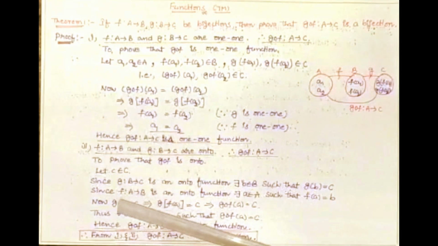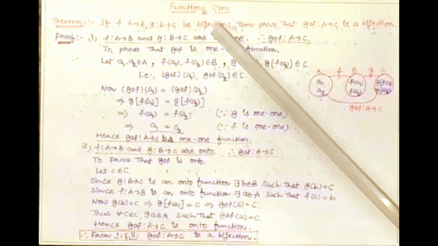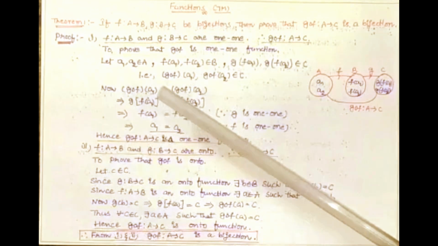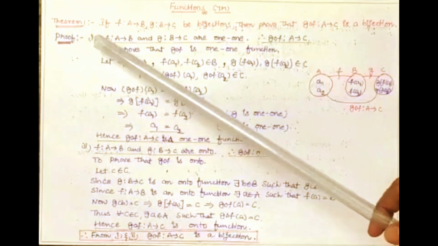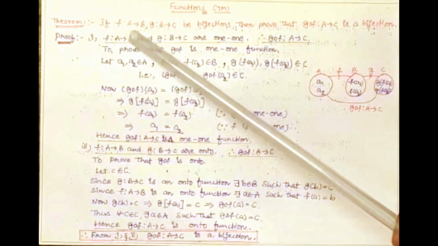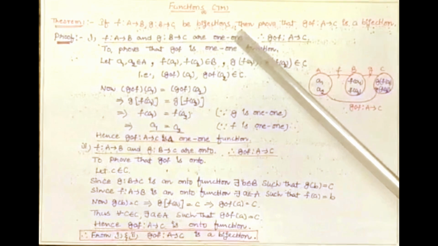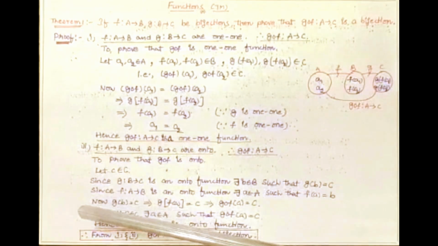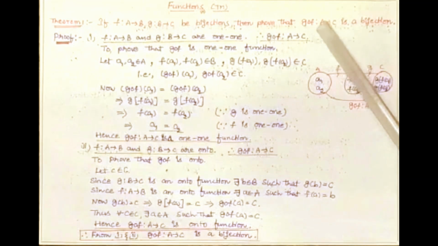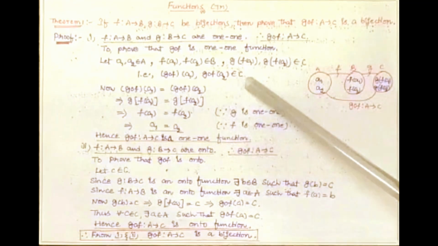Welcome back, students. Today I am going to teach you theorems in functions which are useful for your final examinations. Theorem number 1: if f: A to B and g: B to C are bijections, then prove that g∘f: A to C is also a bijection. To prove this, we have to prove two results.